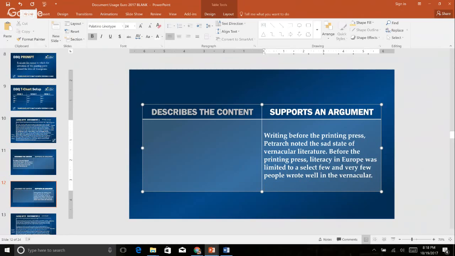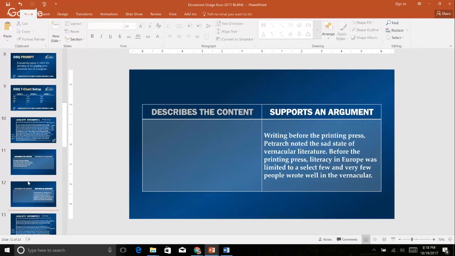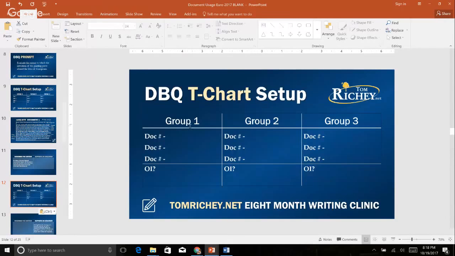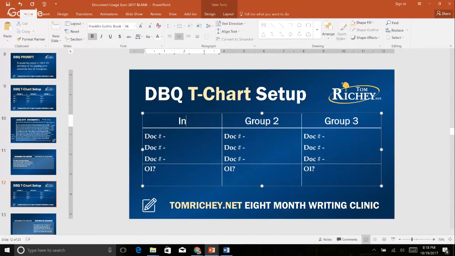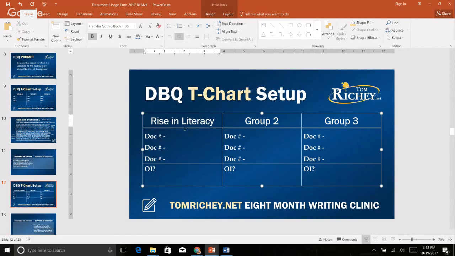So when I see this, what I'm noting here, and I'm using this to support an argument, this is where we start to think about, okay, what could we do here? I'm going to think in terms of, let's go ahead and paste our T chart here, maybe an increase in literacy. A rise in literacy. I'm just going to put rise here because that's going to fit better. So a rise in literacy, and I'm going to put document 1. So you've got here Petrarch. This Petrarch document I could use, and that's something that is in the concept outline. That is something that students are supposed to know.